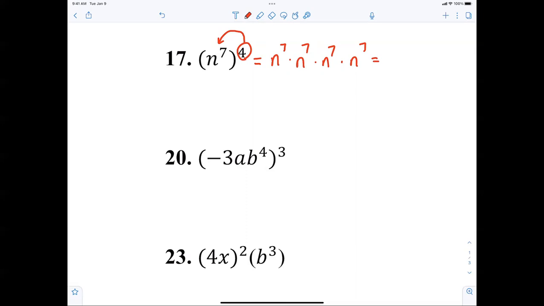Now, what are our rules for when you multiply? What do you do to exponents? So now you're going to add them. 28. I heard you whispering over there. N to the 28th. So now, what is the rule for power to a power?